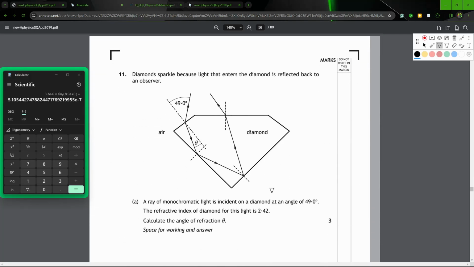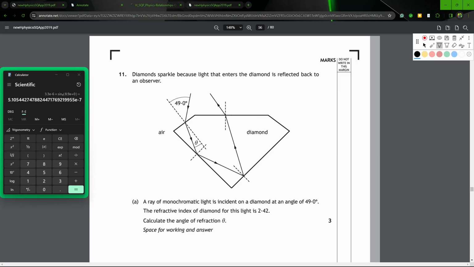Right. Number 11. Diamonds sparkle because light that enters the diamond is reflected back to the observer. A ray of monochromatic light is incident on the diamond at an angle of 49 degrees. The refractive index of the diamond for this light is 2.42. Calculate the angle of refraction theta.